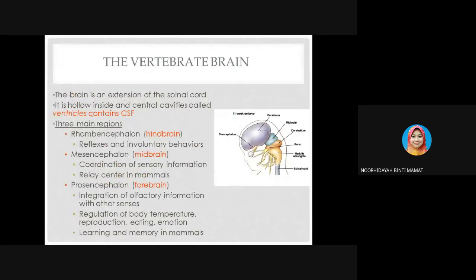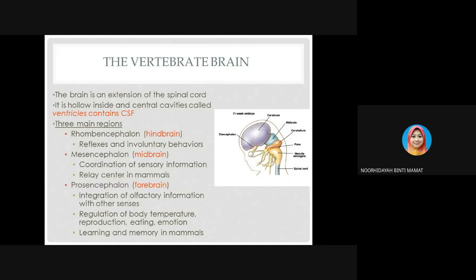So the vertebrate brain. The brain in vertebrates is an extension of the spinal cord. It is hollow inside, and the central cavities, called ventricles, contain CSF. It comprises three main regions: the hindbrain or rhombencephalon, the mesencephalon or midbrain, and the forebrain, the prosencephalon.